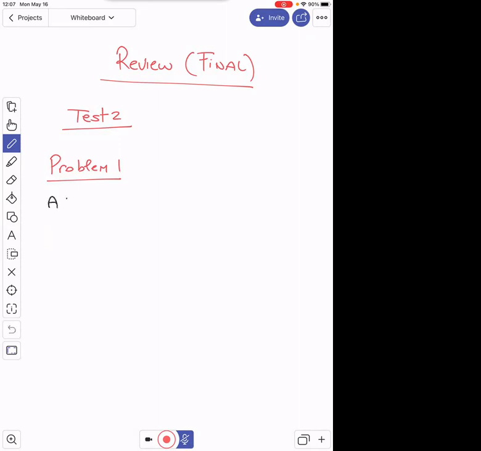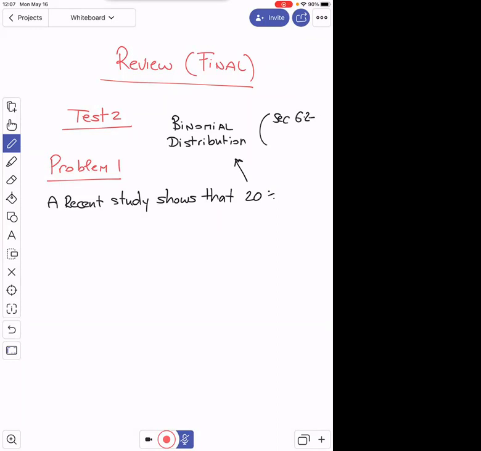So it says a recent study shows that 20%. As I said before, when you see a percentage in your first sentence, that will be a binomial distribution. And we discussed the binomial distribution in sections 6.2 and 6.3, and also in section 7.6. Okay. So there's this percentage.